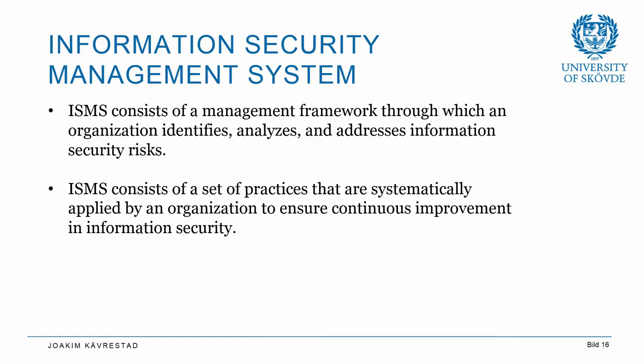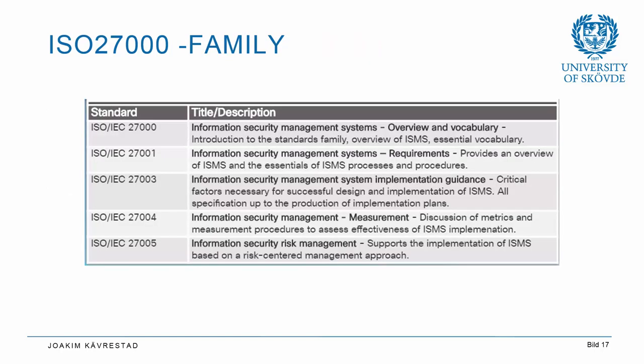I just want to mention two of the major frameworks. First we have the ISO 27000 family, where we have 27000, 01, 03, 04, 05, where the first one is an overview and vocabulary standard. The second one is for the information security management system. Then we have implementation guidelines, measurement, which is a discussion of metrics and measurement procedures, and risk management. So that's the ISO family. Very brief, just to know that it's there, and it's a very popular standard family to follow, at least in Europe and that part of the world.